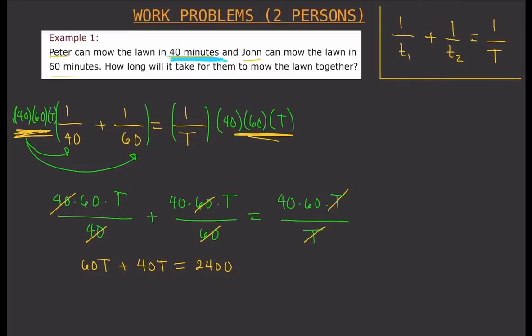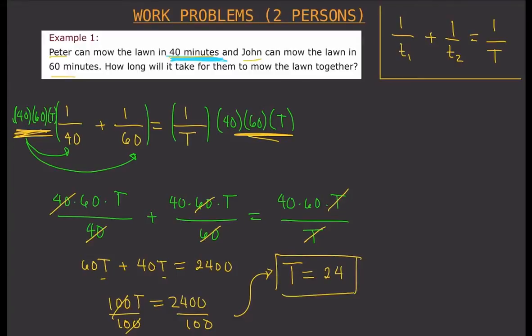So what we have here is 60t plus 40t. These are common terms, okay? So that means we can add these things. So we have 100t equals 2,400. And let's divide both sides by 100. Cancel out the 100. And what we're left with is t equals 24. And that is our final answer.